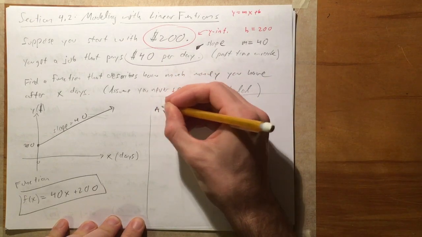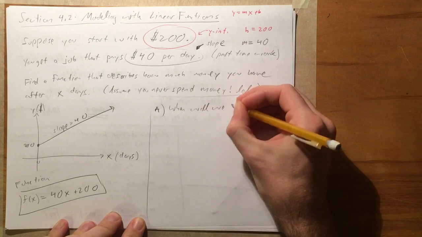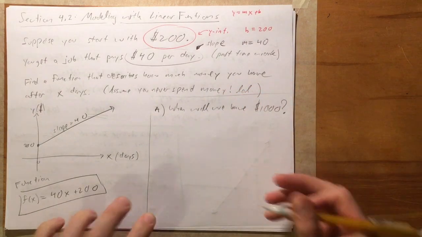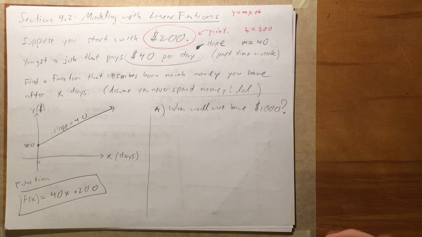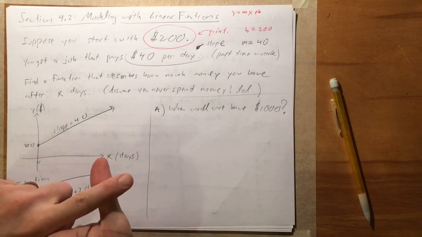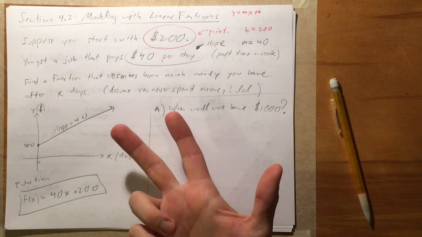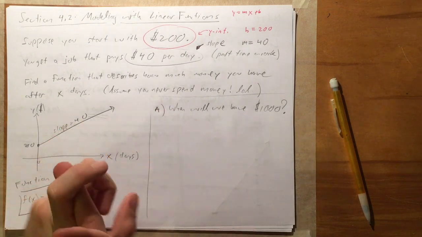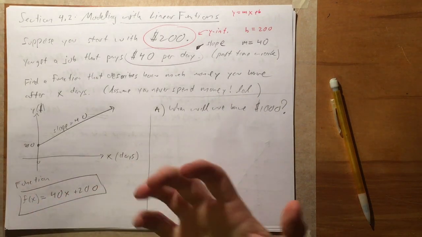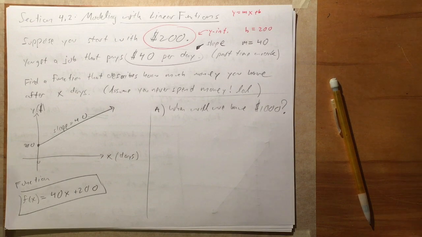A, when will we have $1,000? There are obviously lots of different ways you can do this. You could just count. You could be like, okay, 200, 240, 280, 320, and God, I can't add things when it's video. And then keep on adding up 360 and then just count how many days it takes to get to 1,000. That's not a very good strategy.